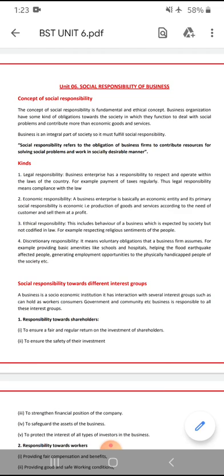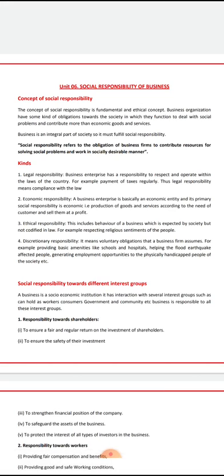Simply legal responsibility, you can say that a business has to follow the laws, the rules and regulation laid down by the government of the country in which it is operating. It means that whenever a firm is working in any country, it should always respect the laws which are framed by the country. For example, like payment of tax regularly and honestly.